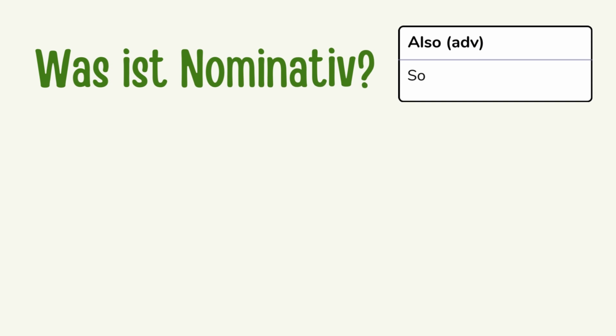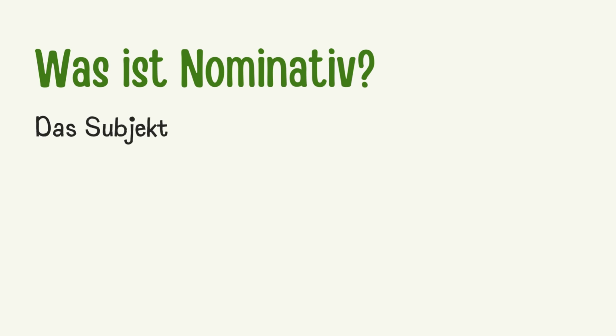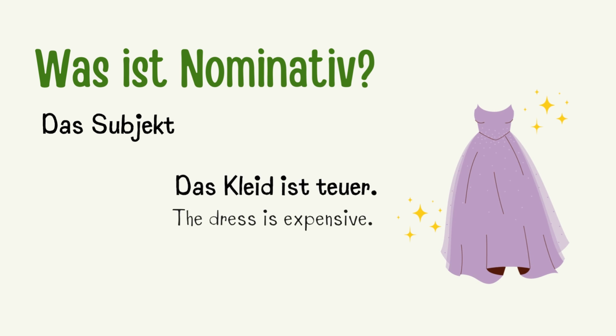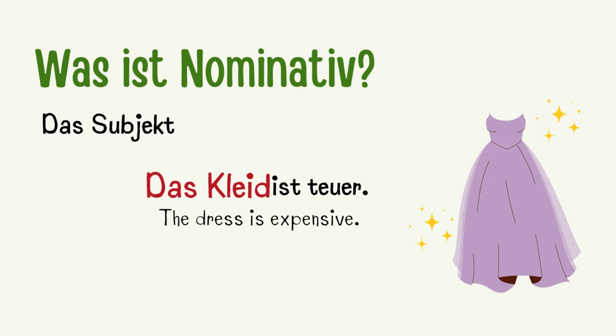Also, was ist nominativ? What's nominative? Grammatically, it is the subject of a sentence. So, a sentence is always about the nominativ. Zum Beispiel, das Kleid ist teuer. You see how the sentence is about the dress, das Kleid? It's describing the subject, the nominativ, yeah?